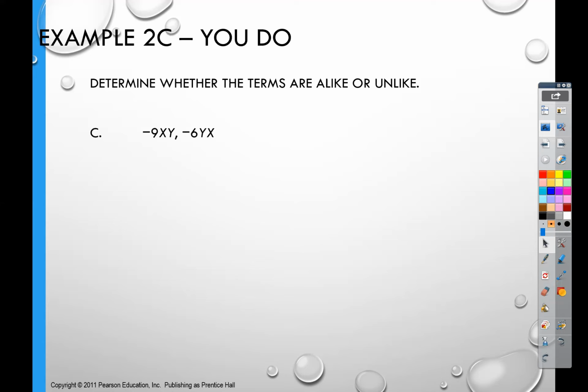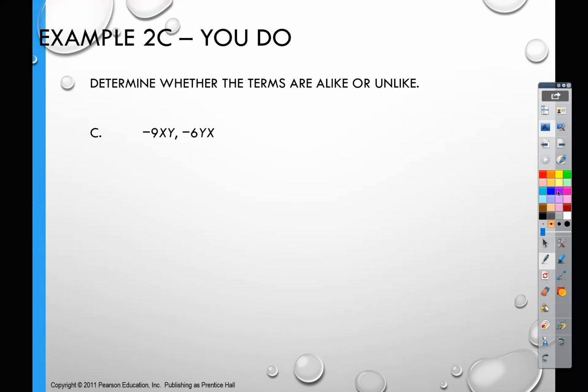Okay, are these like terms? Yes, they are, because they both have an x and a y. Even though these are in a different order, that's okay. Now, in the future, going forward, if we have multiple variables in the same term, we want to write them in alphabetical order. Okay, so you can see they're the same thing.